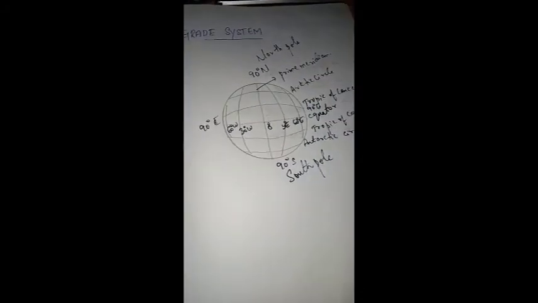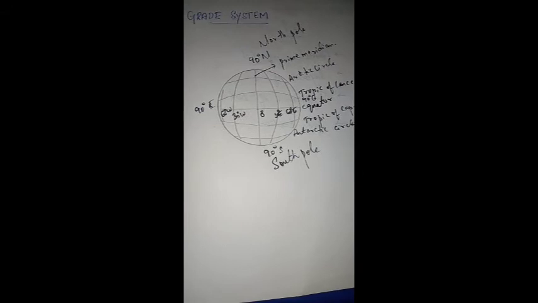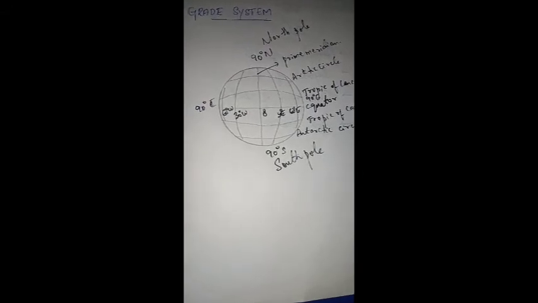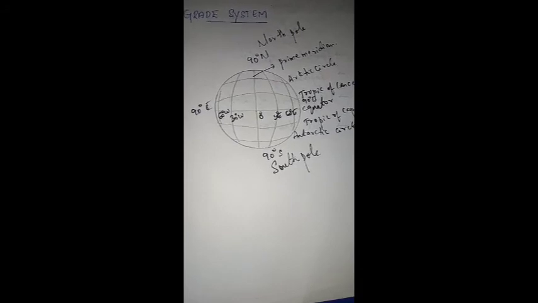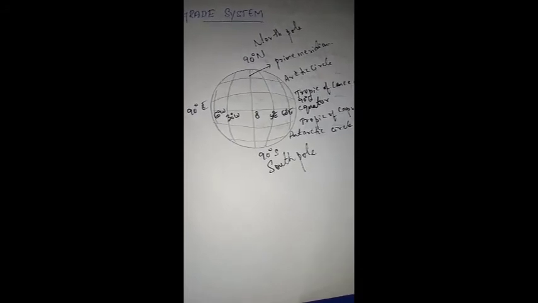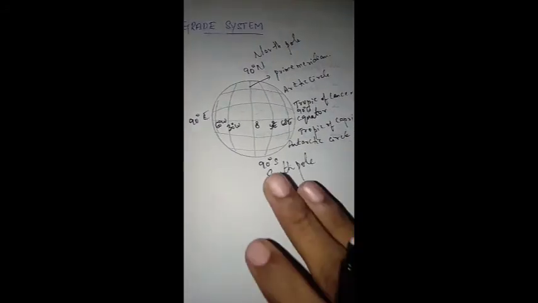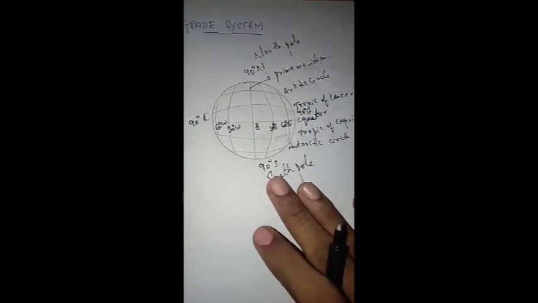Let's learn what the grid system is now. What is the grid system? The longitudes and latitudes intersect each other to form squares called a grid. The network of the grid is called the grid system. It helps us to locate places accurately on a globe.